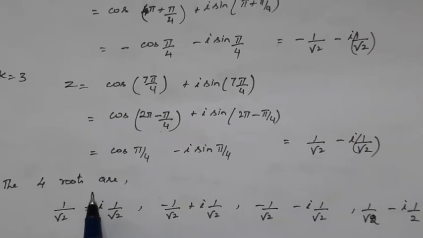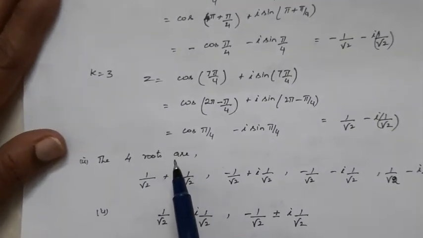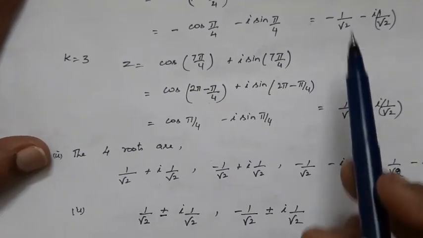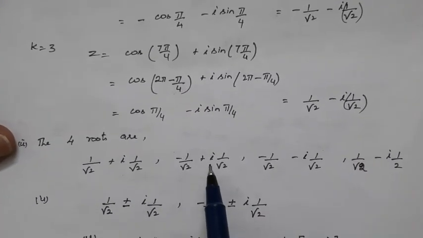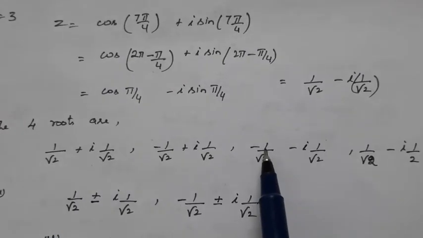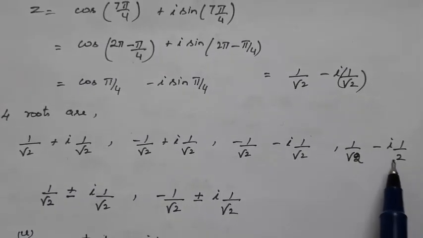So, what are the 4 roots of the given equation? The 4 roots of minus 1 the whole power 1 by 4 are 1 by root 2 plus I into 1 by root 2, minus 1 by root 2 plus I into 1 by root 2, then minus 1 by root 2 minus I into 1 by root 2, and 1 by root 2 minus I into 1 by root 2.